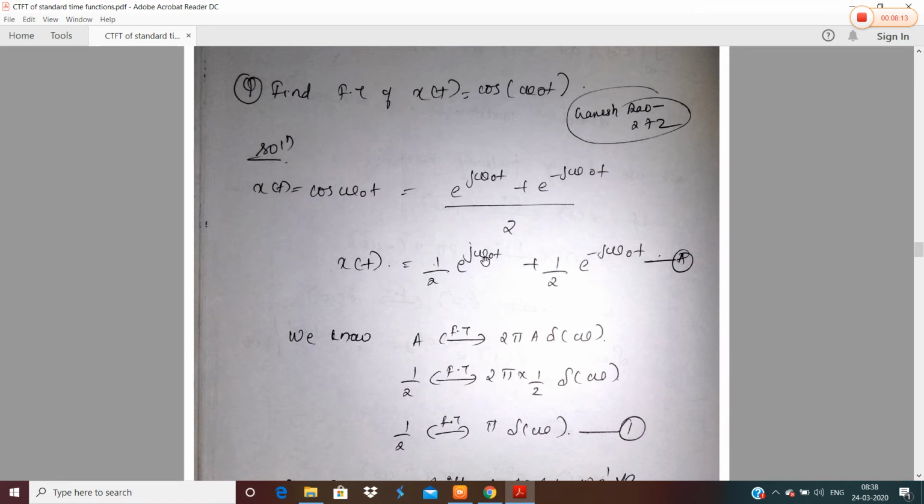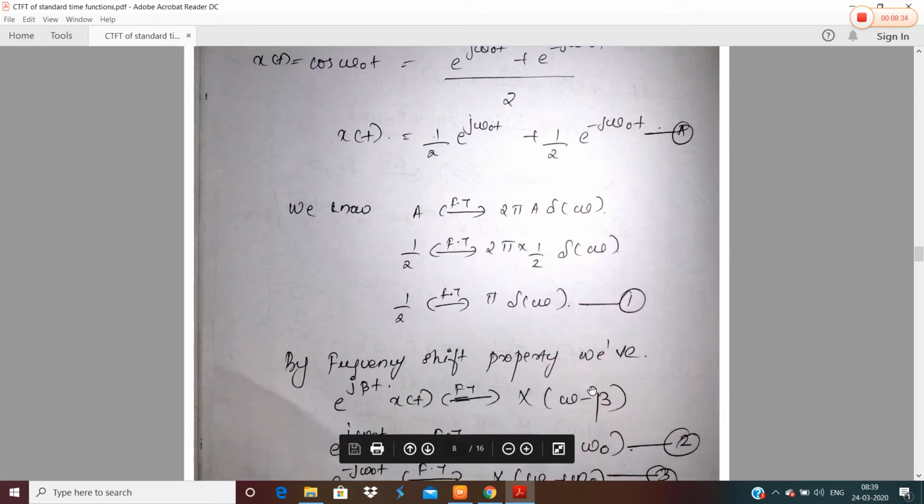Half e raised to j omega naught t plus half e raised to minus j omega naught t. Mark it as equation number A. We have already dealt that the Fourier transform of a constant a is given by 2 pi a delta of omega. Hence the Fourier transform of half will be 2 pi into half delta of omega. The 2 and 2 get cancelled, and we get the Fourier transform of half as pi into delta of omega. Okay, so this is your first equation.